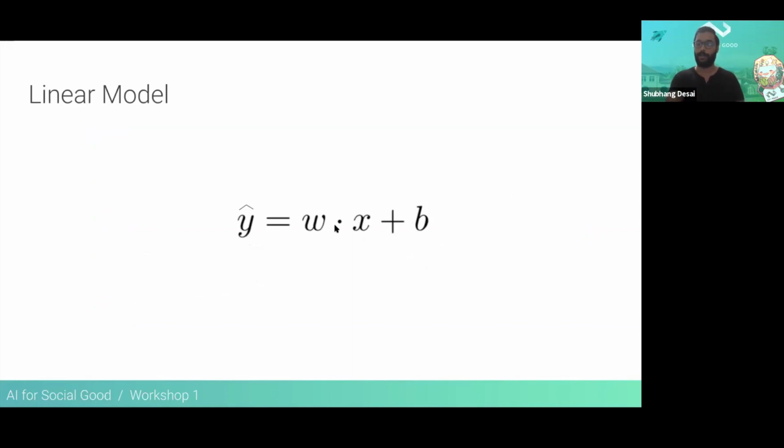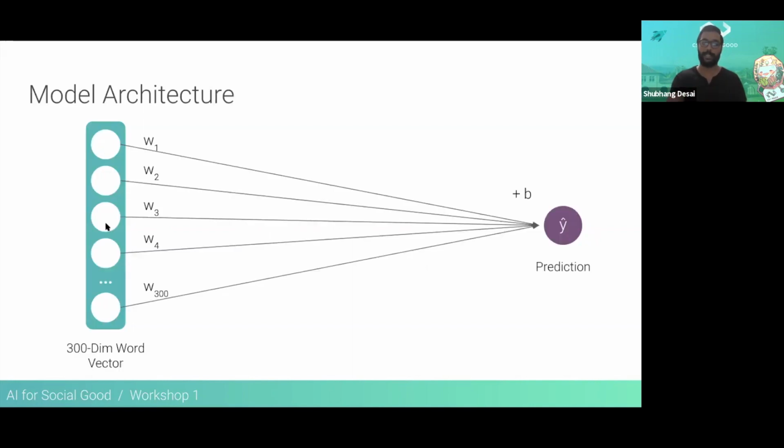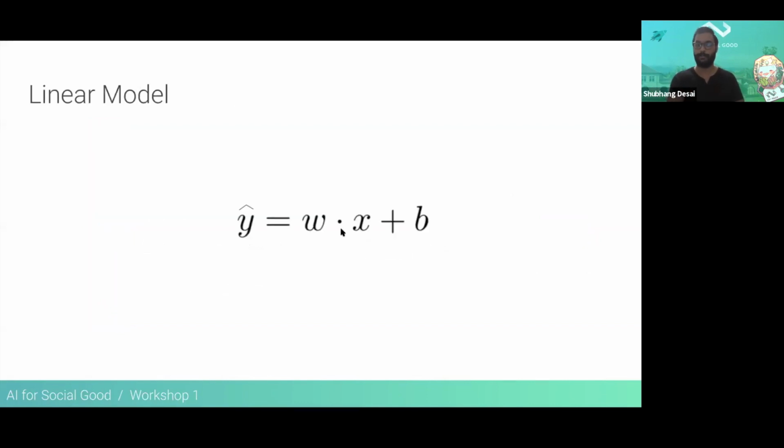You might remember from linear algebra, multiplying two things and then adding it all together. It would be the same as taking the dot product between this word vector and a vector which contains all of the weights. If we take the dot product between those two, then we get the weighted sum. And then we add bias at the end. And that's our y hat.